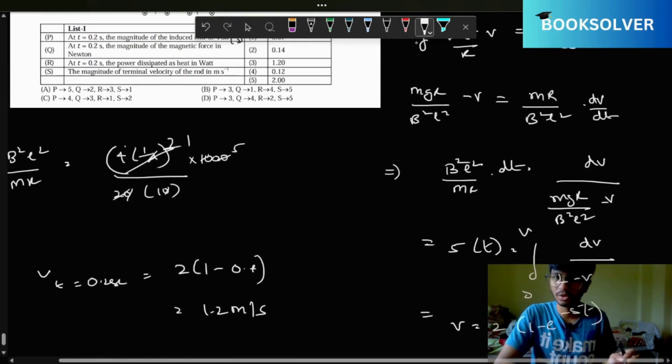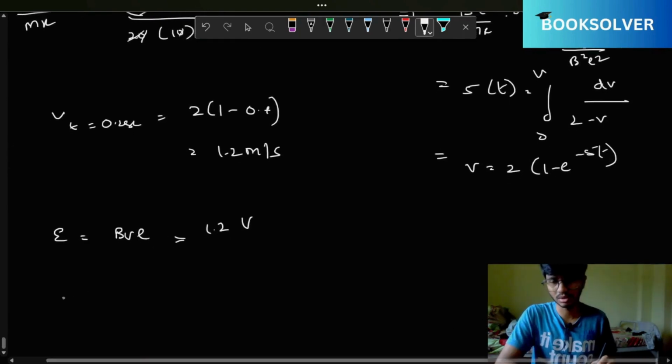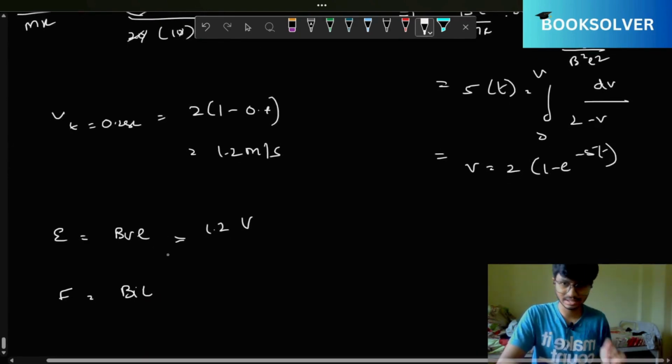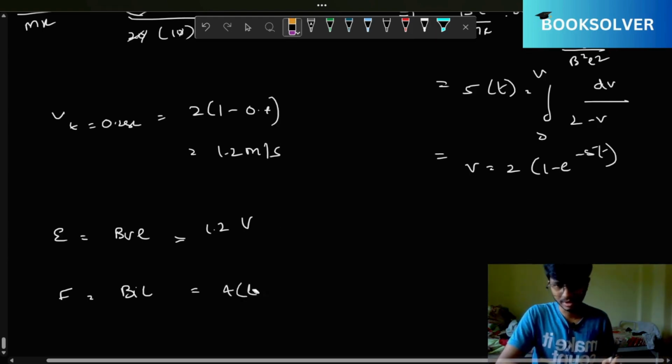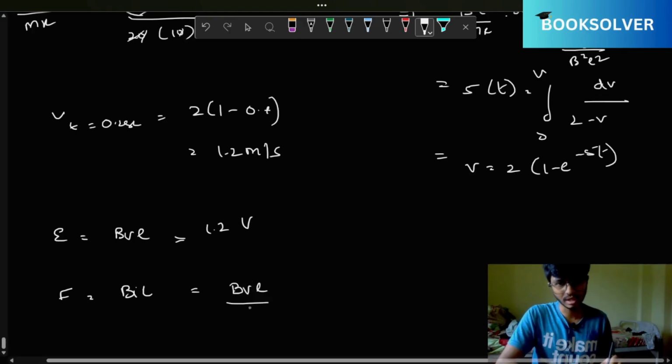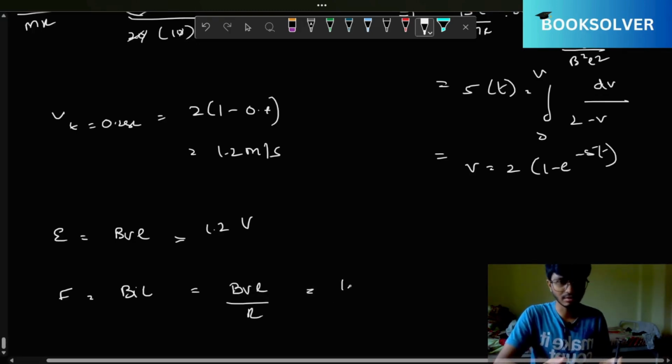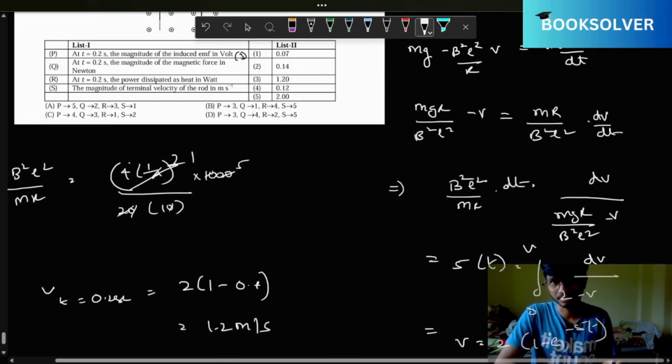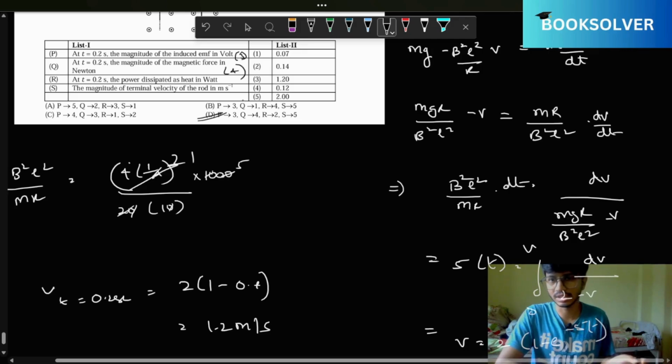Next they are asking for the magnetic force, which is equal to BIL sin theta, where theta is 90 degrees, so I'm not going to measure it. So 4 into BL, which is equal to 1. I is equal to BvL by R. Now BL is equal to 1, so it's v by R, 1.2 by 10, that is equal to 0.12 newtons. So option 4 goes with this. From here we can say D is the right answer.